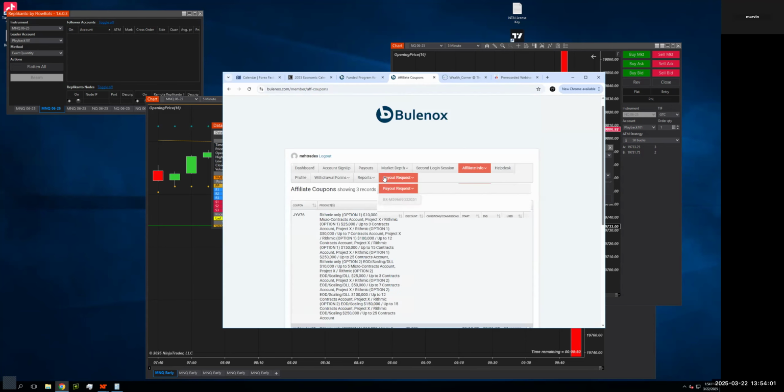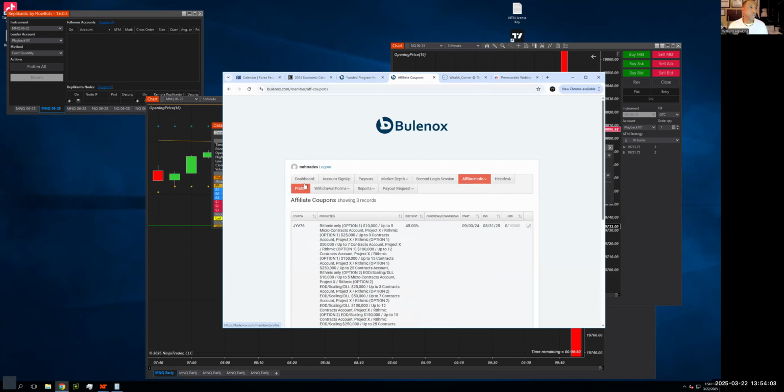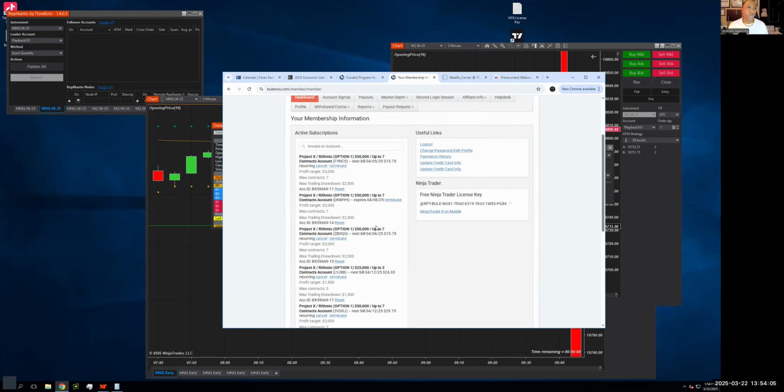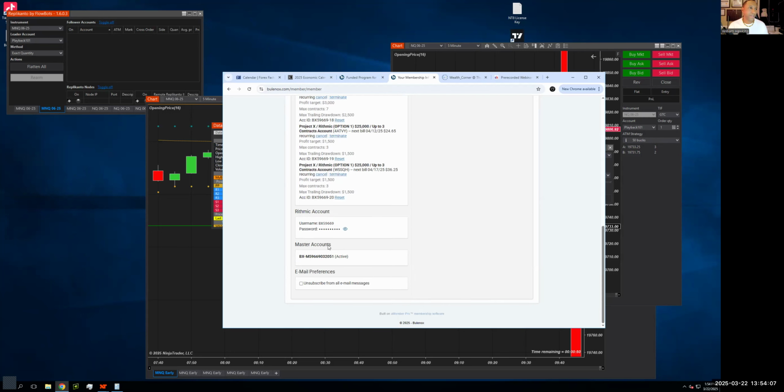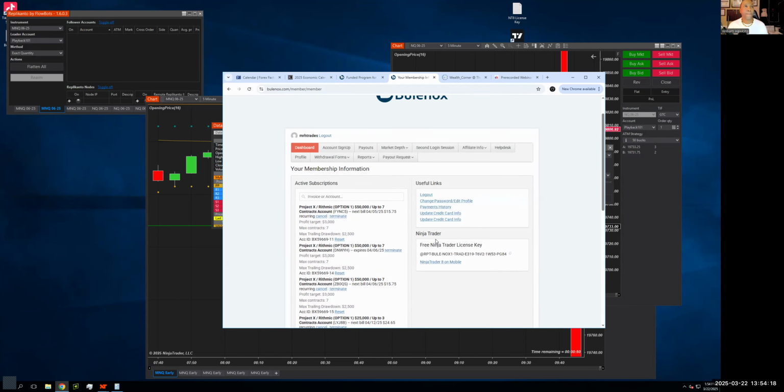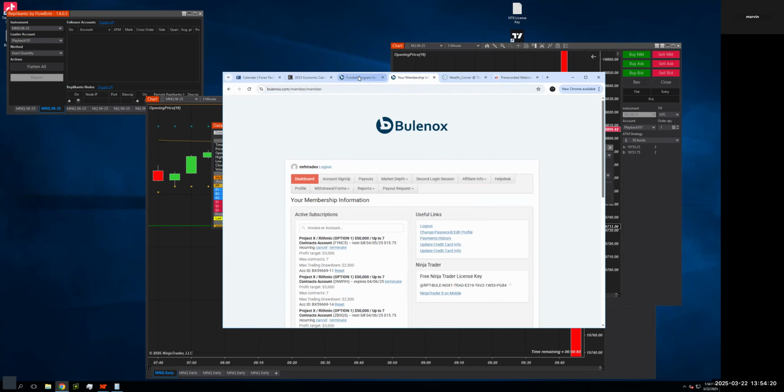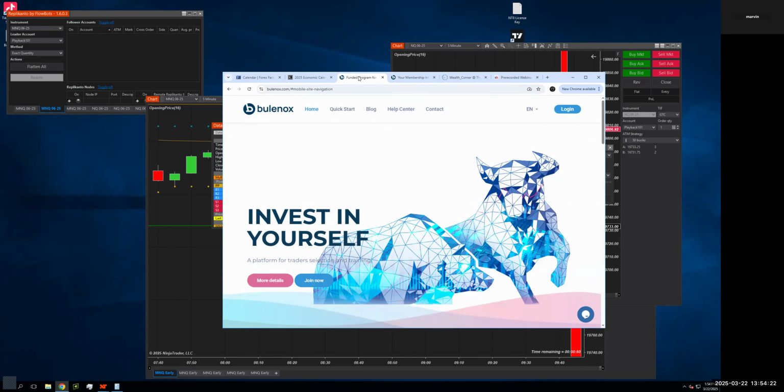Go to Bullinox, and you'll probably see on your dashboard, it'll say master account. That's where it's at. You go to master account and you pay for it, and it activates it, and then you'll see it on your charts.